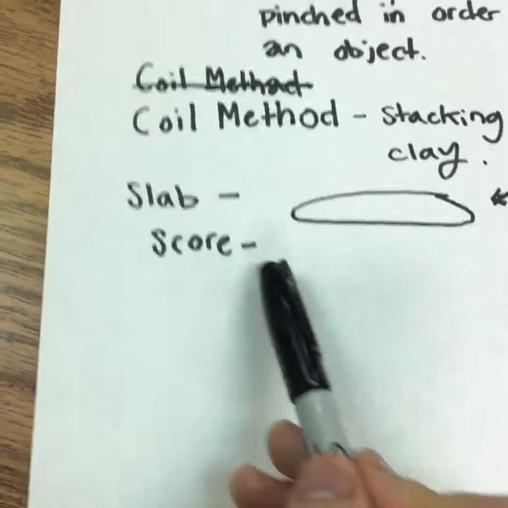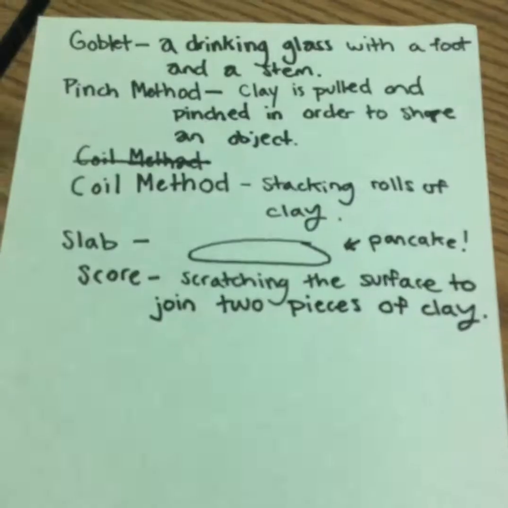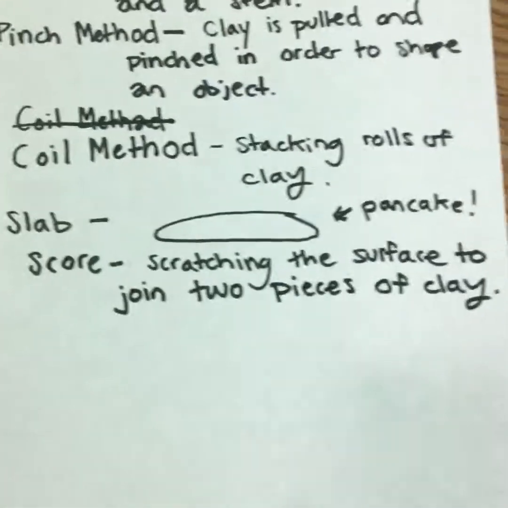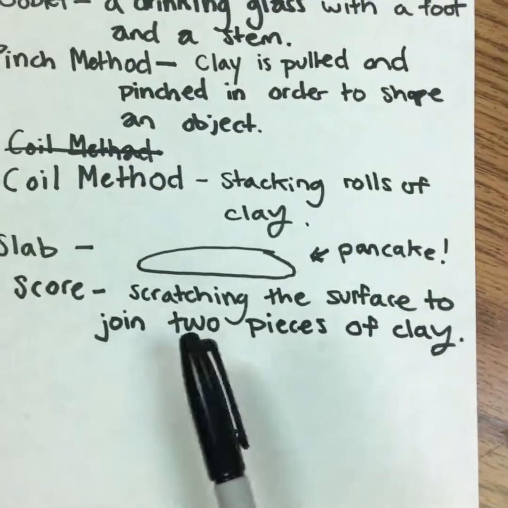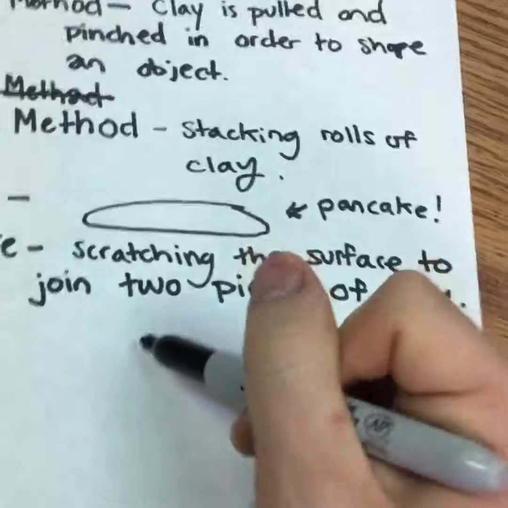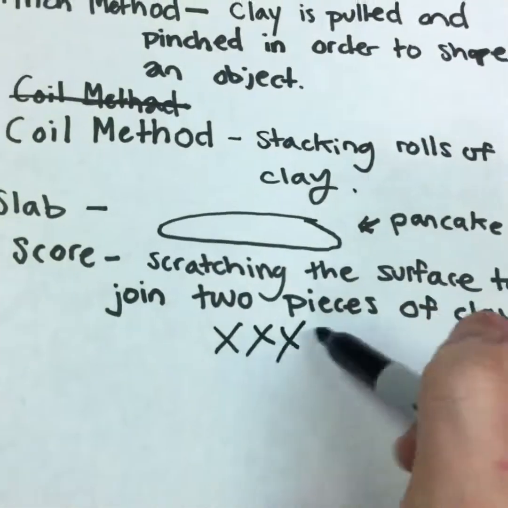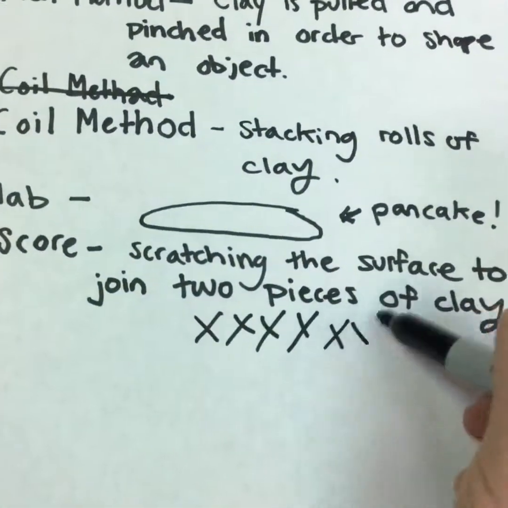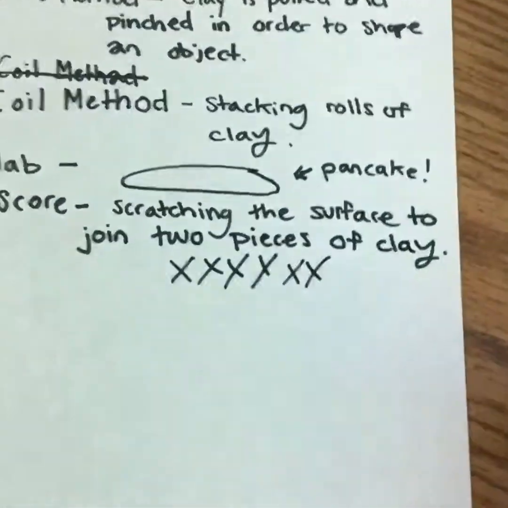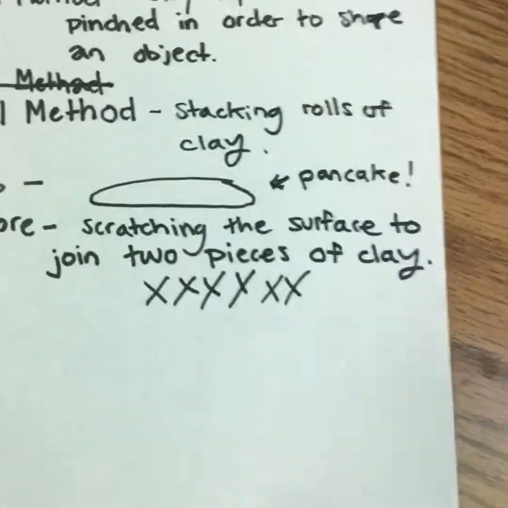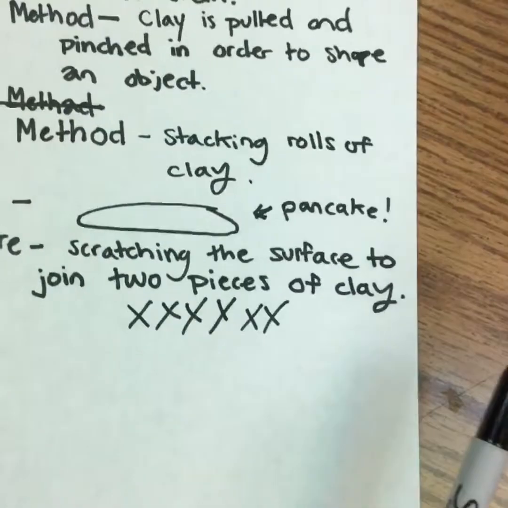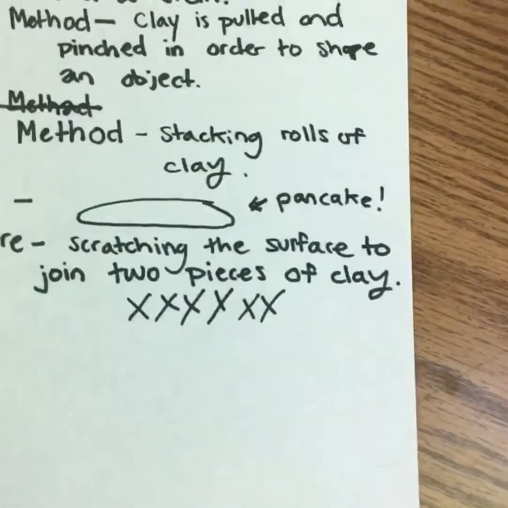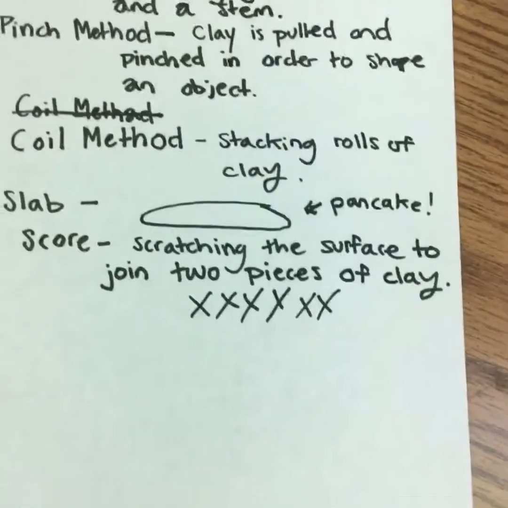So you should have the word score. I'm gonna tell you what to write. So this is the definition that you need to write. Scratching the surface to join two pieces of clay. And if you feel like you're gonna forget this, just do little X's, because when we do the scoring, we're just gonna be doing an X pattern that will join our pieces together. So go ahead and write this down, scratching the surface to join two pieces of clay, and then if you want to, just draw some X's. Give me a thumbs up when you're ready, and we will move on.